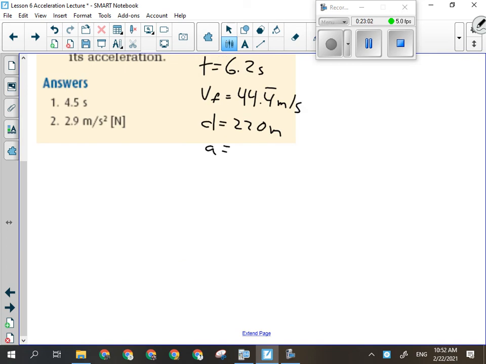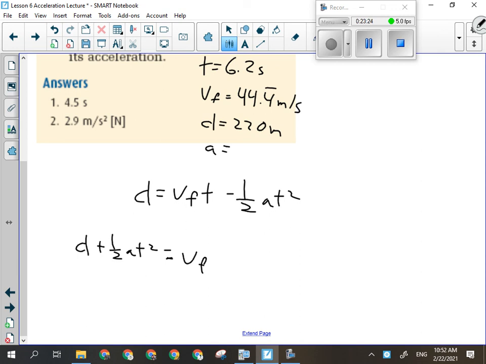All right, so we've got D equals VF times T minus 1/2 AT squared. All right, trying to solve for A. So what I'm going to do is bring the 1/2 AT squared over to the other side so I get rid of the negative. So I'm going to have D plus 1/2 AT squared equals VF times T. You don't have to do it this way, okay? You could just move the VF times T over, but then you have to remember you still have a negative hanging around that you have to account for.